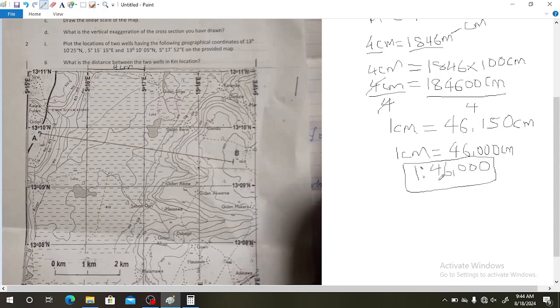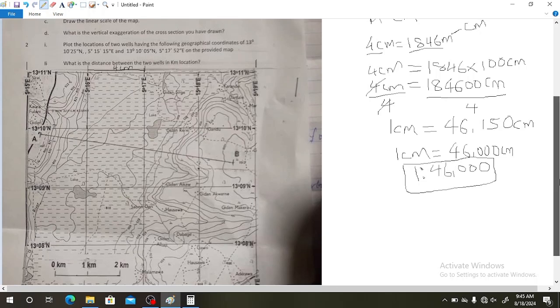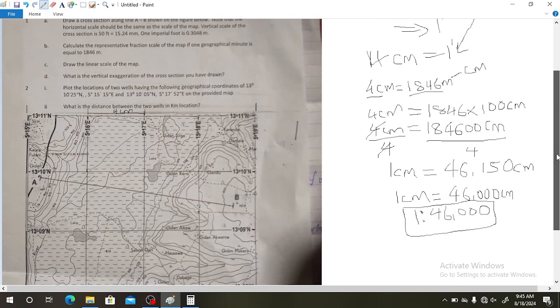1:46,000. This is the scale of this map based on what I just deduced from the length after I measured one of these boxes. Yours may be 3 point something, and definitely may not be just like mine. You may get lesser or even beyond mine, but I'm just showing you the steps to follow. This is how to go about it.